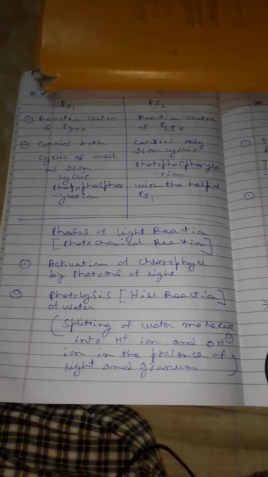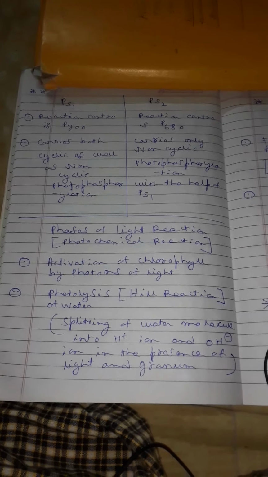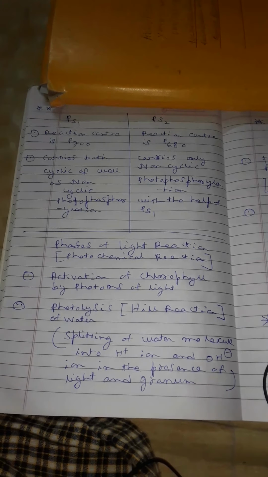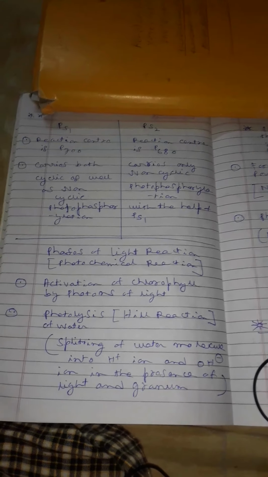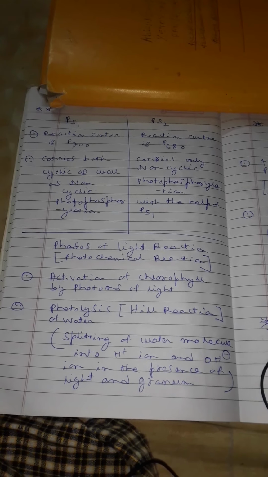Photosystem 1 carries out both cyclic as well as non-cyclic photophosphorylation independently. Photosystem 2 carries out only non-cyclic photophosphorylation, in the presence of photosystem 1. Photosystem 1 gets activated by light energy of wavelength 700 nanometer. Photosystem 2 gets activated by solar radiation of wavelength 680 nanometer.